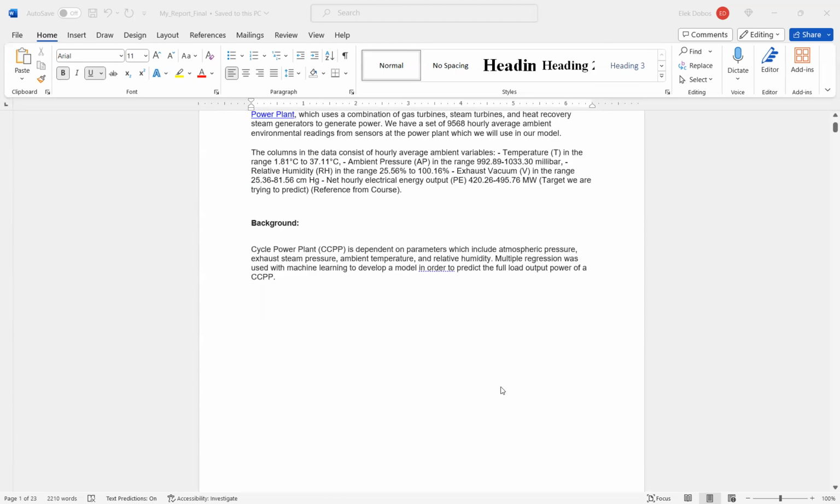A little bit of background. I tried to figure out what kind of problem we're trying to solve, not just the data part, but to get a little better understanding of the problem. So the combined cycle power plant, the CCPP, is dependent on parameters which include atmospheric pressure, exhaust steam pressure, ambient temperature, and relative humidity. Multiple regression was used with machine learning to develop a model in order to predict the full load output power of a CCPP.